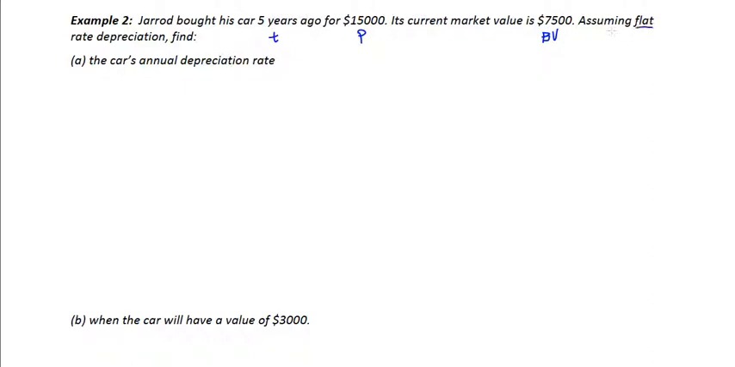Now, assuming flat rate depreciation. So it's telling you what kind of depreciation to use here. Let's find the car's annual depreciation rate. So this means find R. Now I know that book value is P minus PRT over 100. I can substitute these into the rule.